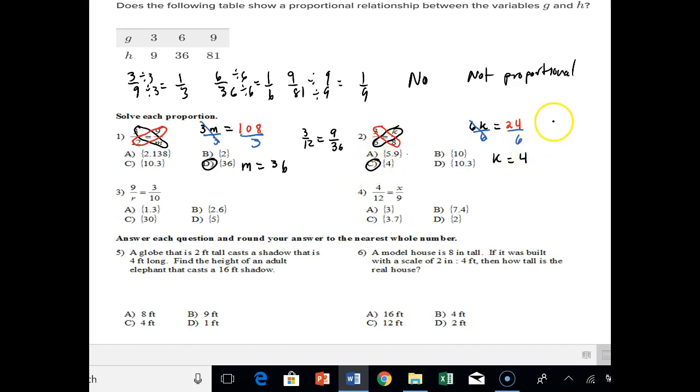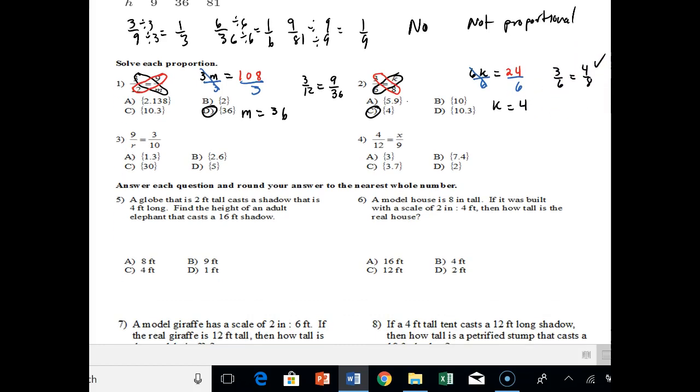So ask yourself, is 3 over 6 the same thing as 4 over 8? Yes, it is, because 3 over 6 is 1/2 and 4 over 8 is 1/2. Let's do another one.